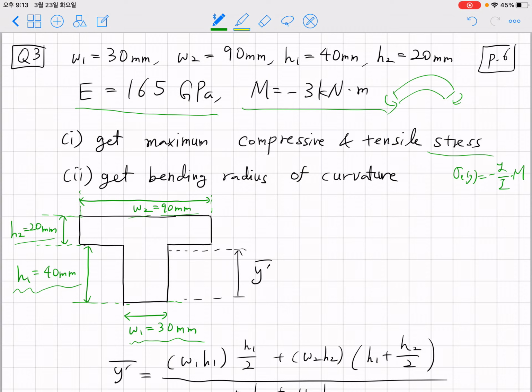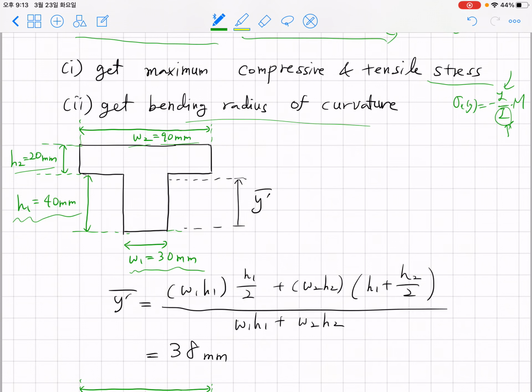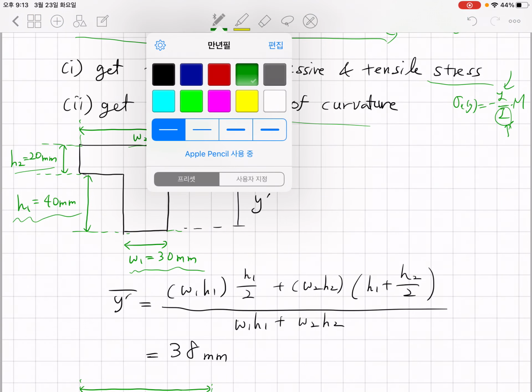However, given this geometry, we don't know how to get I, and we don't know where the origin is, which is the centroid position. So what we have to do first is figure out the location of the centroid. Then we move on to calculating the area moment of inertia. Having obtained the y equals 0 position and I, we can apply the flexure formula, and we can also obtain the bending radius of curvature. When you look at this, it looks quite similar to our previous example.